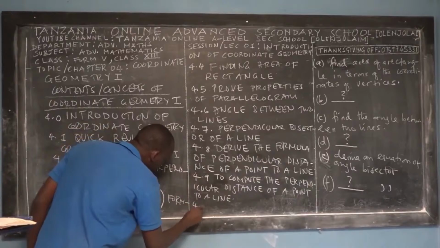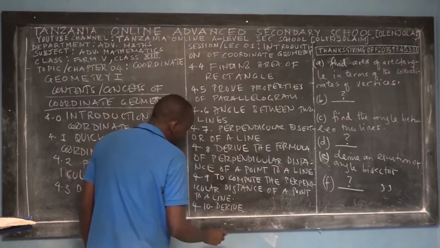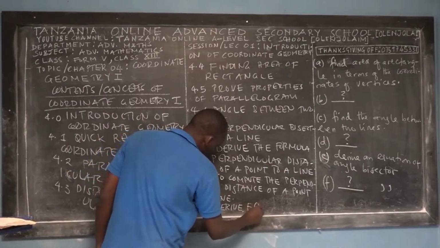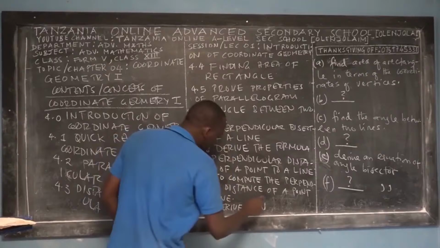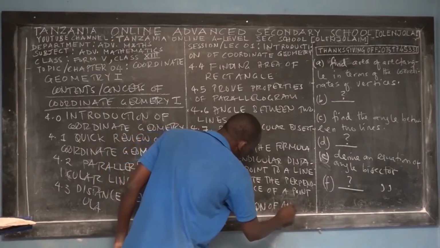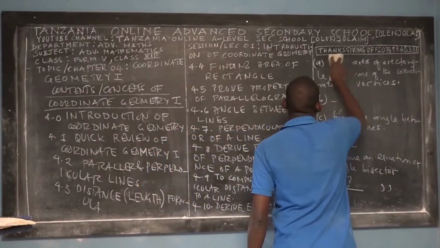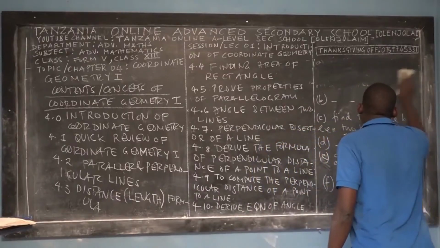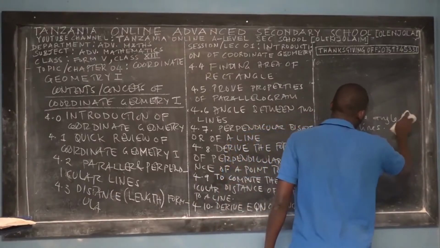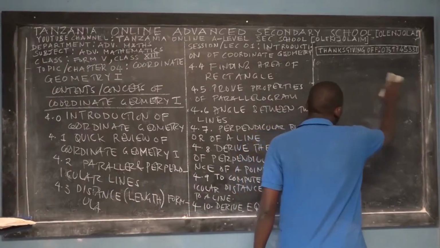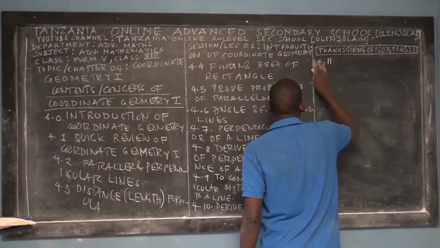Then the tenth concept will teach you to derive the equation of an angle bisector. I believe you enjoy the beauty of advanced mathematics. Make sure that you enjoy it, because mathematics is a beautiful subject for you. So then we have 4.11.